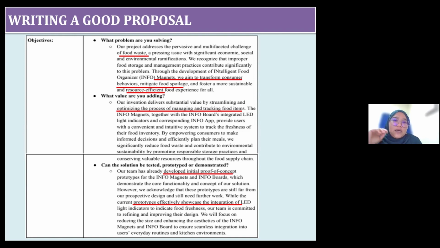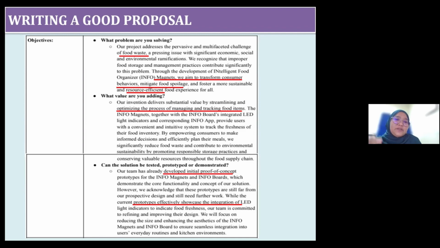So here they identify the problems. With the problem, they propose a solution to the problem they already identified. So that's what you should do in the objective, again reflecting whatever Dr. Yunus already mentioned before: you identify the problem and you propose a solution for the problem.